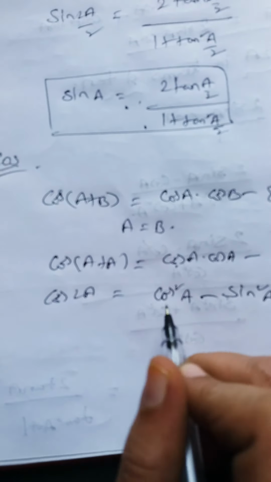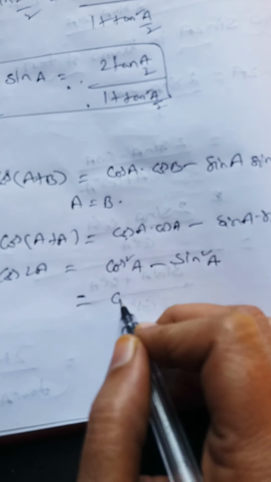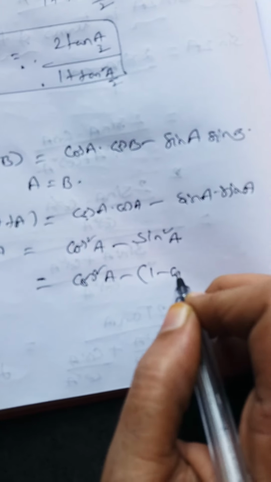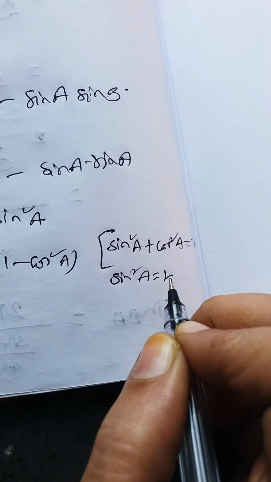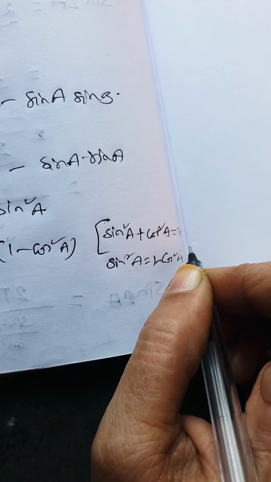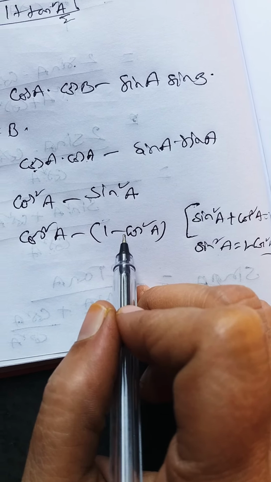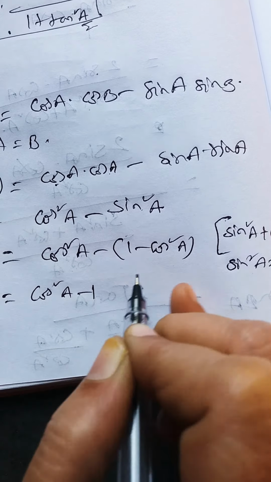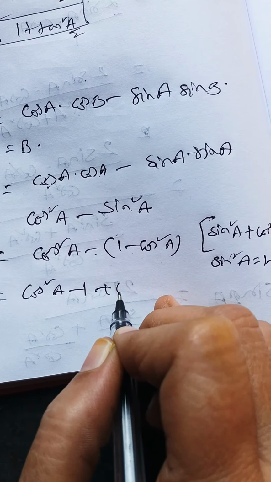Now I want cos 2A value in terms of only cos. Then replace sin square A. We know the identity: sin square A plus cos square A is equal to 1. I have to get the value for sin square A, so sin square A is equal to 1 minus cos square A. So replace sin square A with 1 minus cos square A. Then we will get cos square A minus 1 minus cos square A, that is, minus into minus plus cos square A.